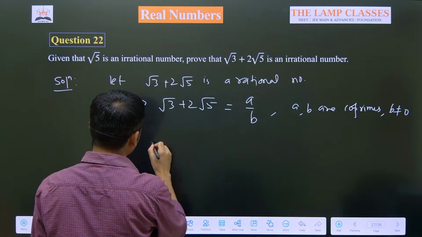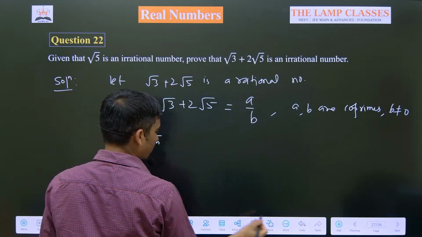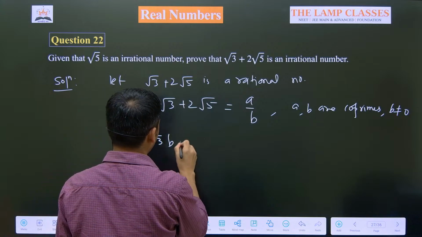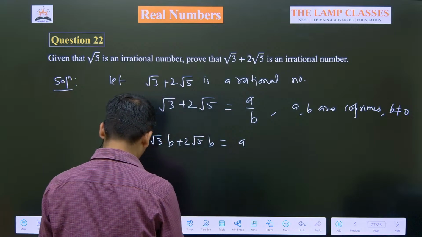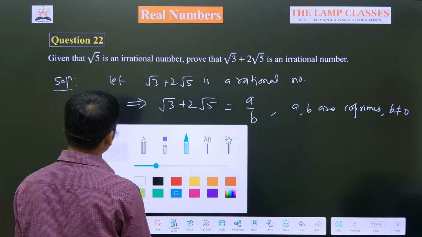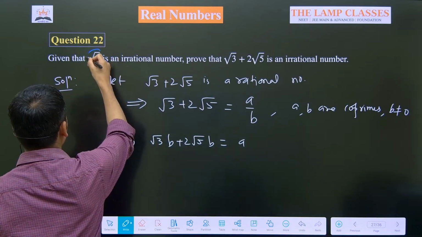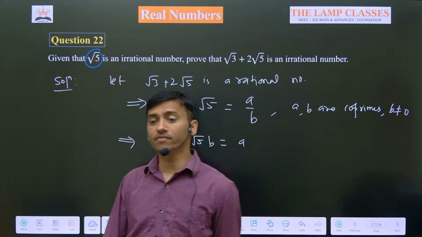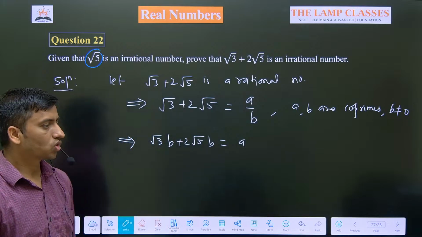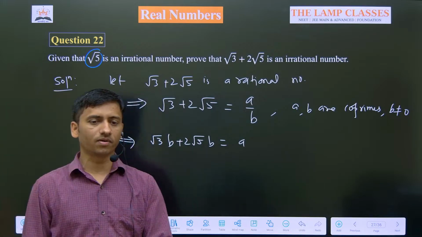So if I cross multiply, I will get root 3 b plus 2 root 5 b is equal to a. Now here you have to think for a moment. They have given root 5 is an irrational number. In the question, they might also give root 3 is an irrational number.